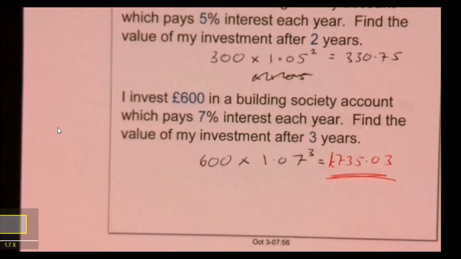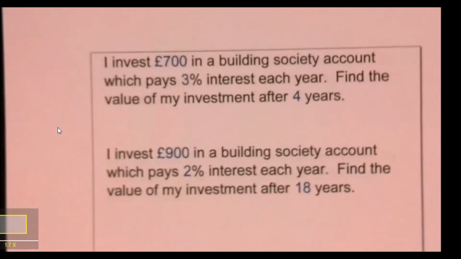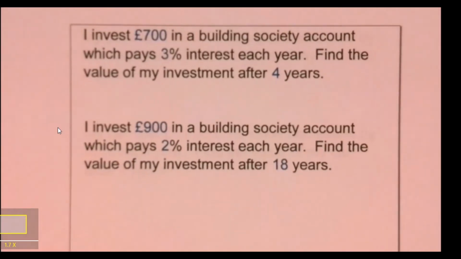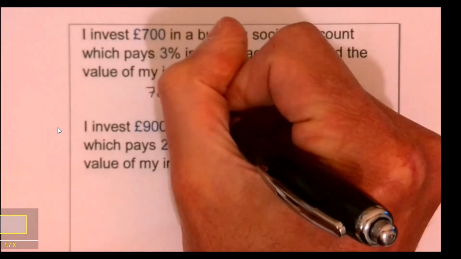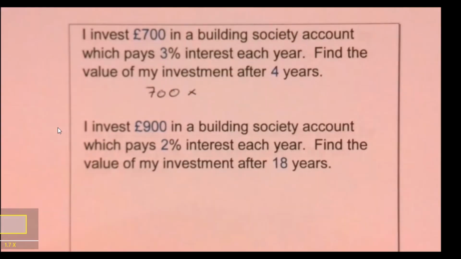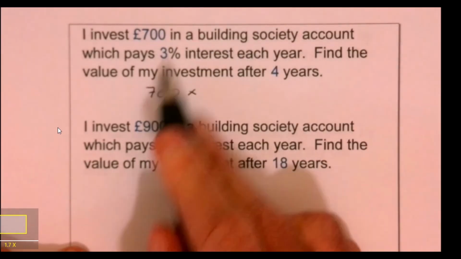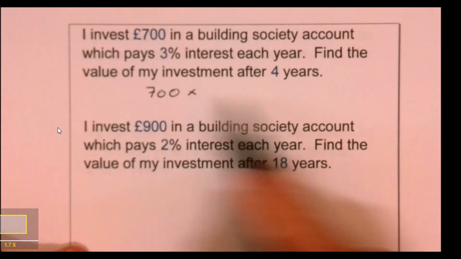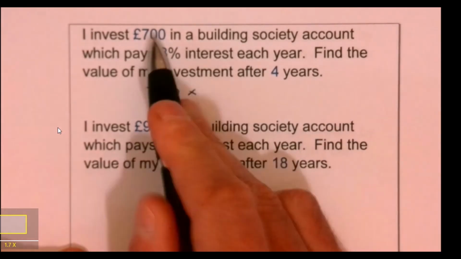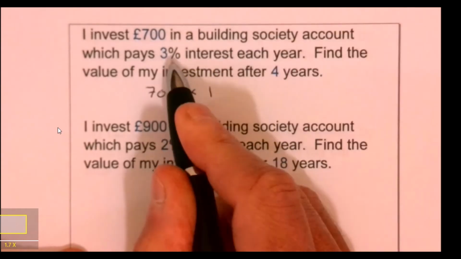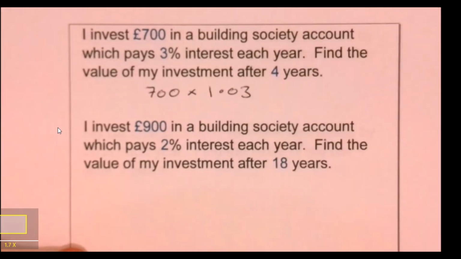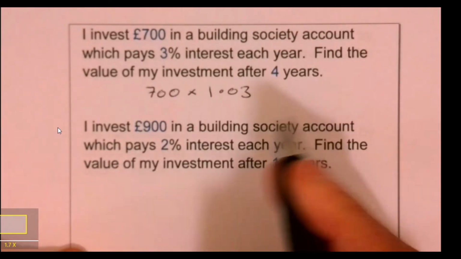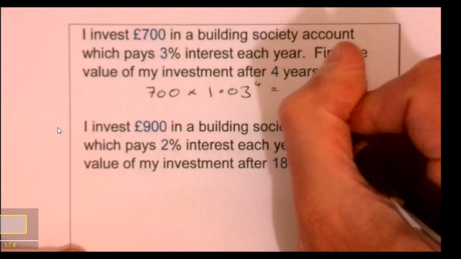Right, let's quickly whiz through just a few more examples, and then you can have a go at doing a few questions. So let's have a look at this one. It's the same question, really, isn't it? Let's just write down the detail. I'm not even going to bother filling out the actual answer here. I'm interested in just the detail, what you would actually type into your calculator. So we've got 700, and we're going to multiply that by, so it's 3% interest, so that's 1.03, and find the value after 4 years.